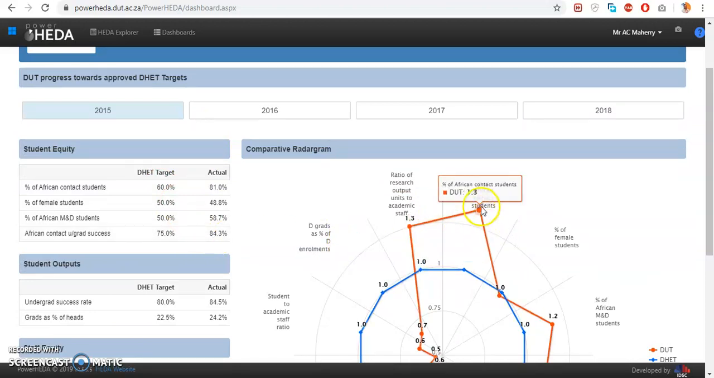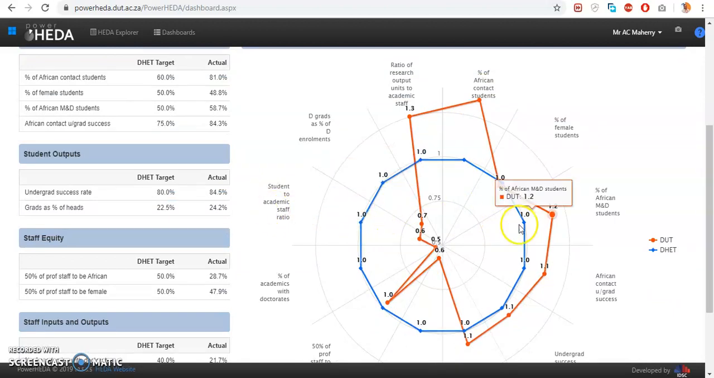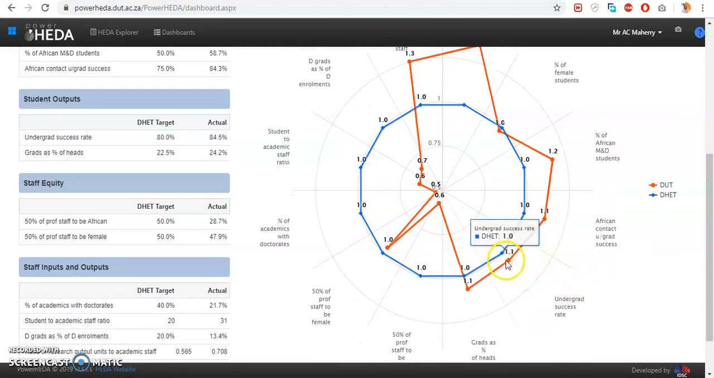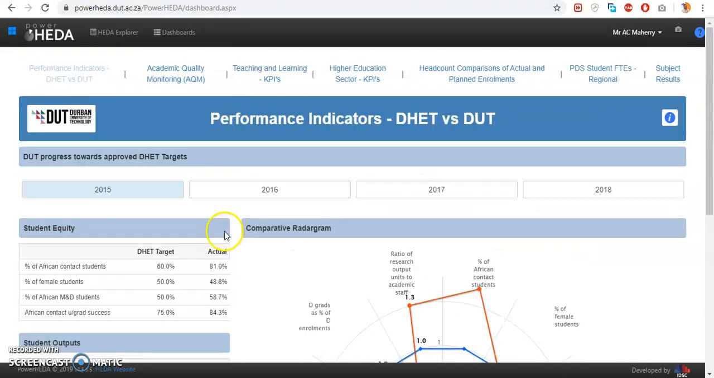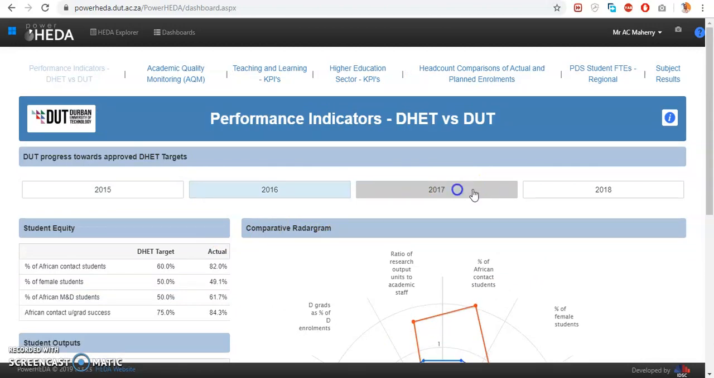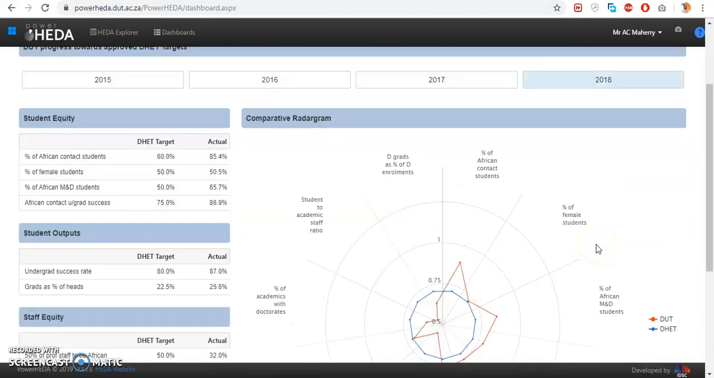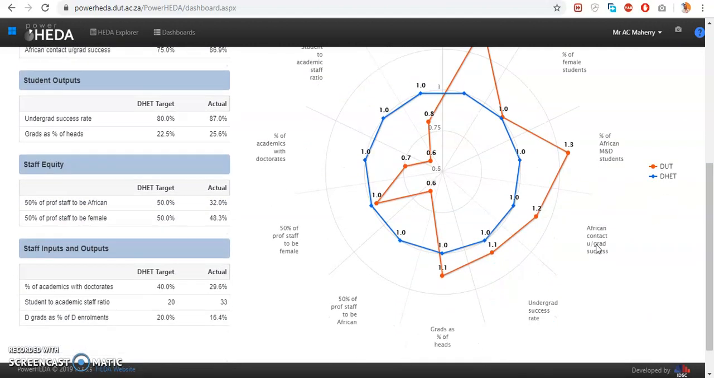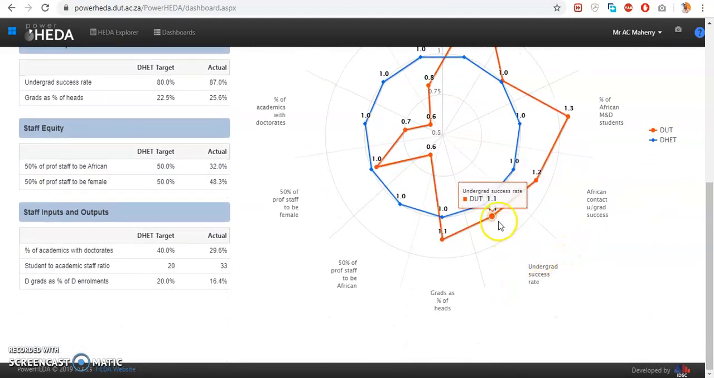So for example, here the percentage of African context students, the DHET target is 60%, whereas DUT is 81%. If we have a look at the undergraduate credit degree success rate, there's the DHET target, and you can see over here, the DHET target is 80%, and DUT sits on 84.5%. And you can go through and have a look at the various years. This is the HEMIS data, so the Higher Education Management Information System data. So this is the audited data.